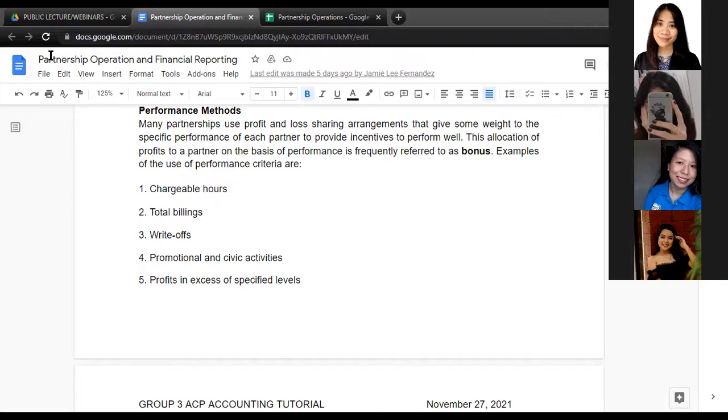So, example dito is si partner A naglalaan ng oras para i-promote or ipakilala yung operation ng kanilang partnership. Yung ganitong klase na activity ay tinatawag na promotional and civic activities. At dapat bigyan din ng bonus yung mga ginagawa ng isang partner para sa mga bagay na ganito.